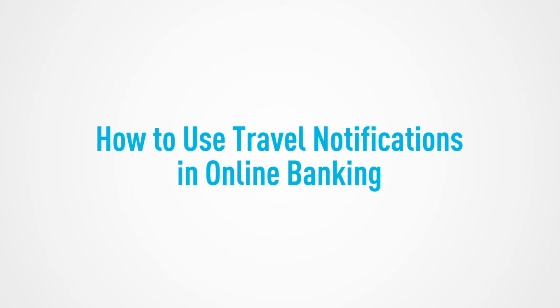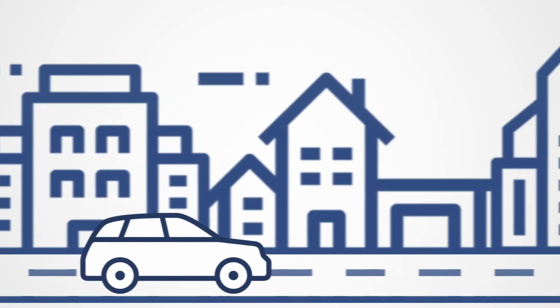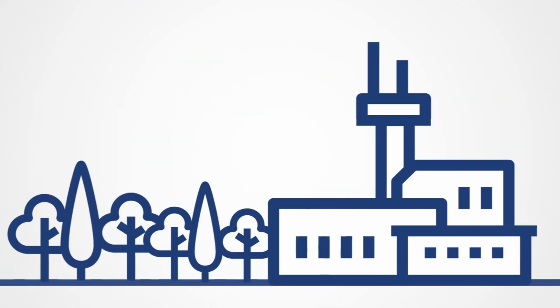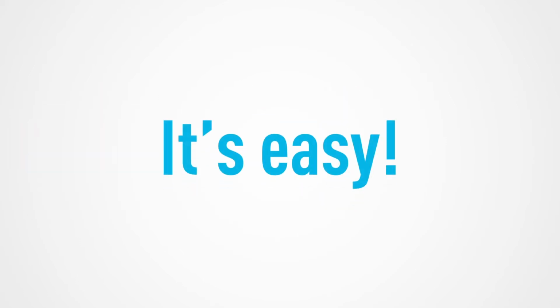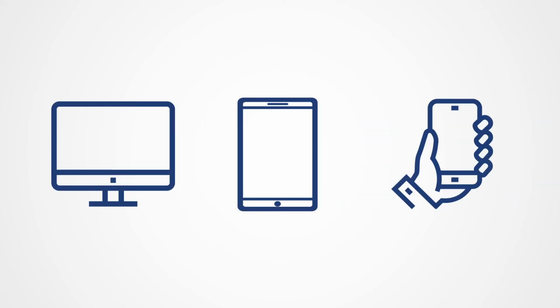You can notify Desert Financial of your domestic or international travel plans using the Travel Notifications feature in online banking and the mobile app. Once you notify us, your debit card transactions will not be mistakenly flagged as fraud. You can easily and conveniently use this widget from your computer, tablet, or mobile device. And it's not necessary to contact us or visit a branch.